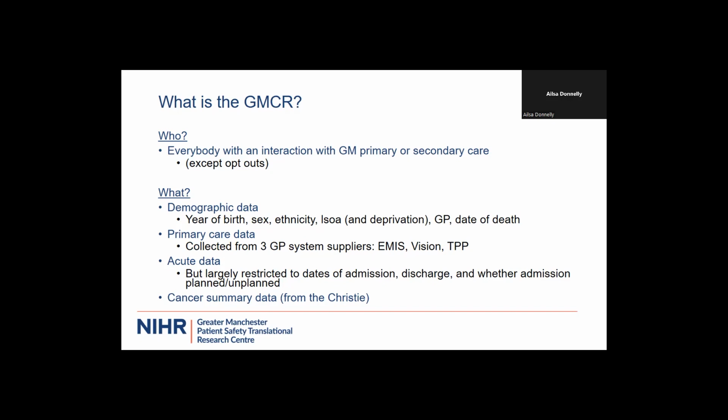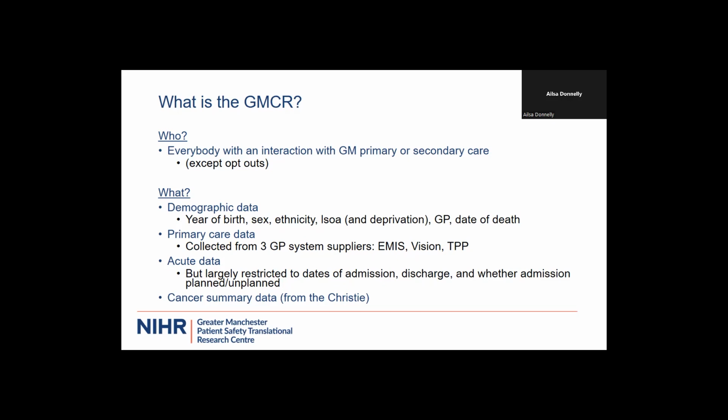The primary care data comes from 3 different GP system suppliers across Greater Manchester, EMIS, Vision and TPP. We do have acute data, so from hospitals, though because the feeds are different from each hospital, in terms of what we have as a common denominator, it's mainly around when an admission occurred, when a discharge occurred, and whether that admission was planned or unplanned. So it's not a great deal, but it is better than just having primary care data by itself.